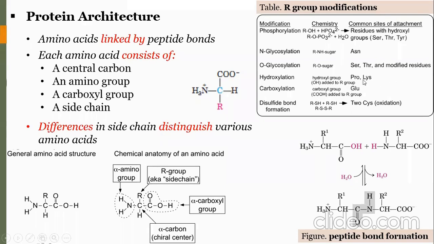Hydroxylation occurs in proline and lysine. Similarly, carboxylation occurs in glutamate: a carboxyl group is added to the alkyl group of this amino acid. Similarly, disulfide bond formation also occurs, when two cysteines come closer together and form a bond. So oxidation actually occurs here, and that is the removal of hydrogen.